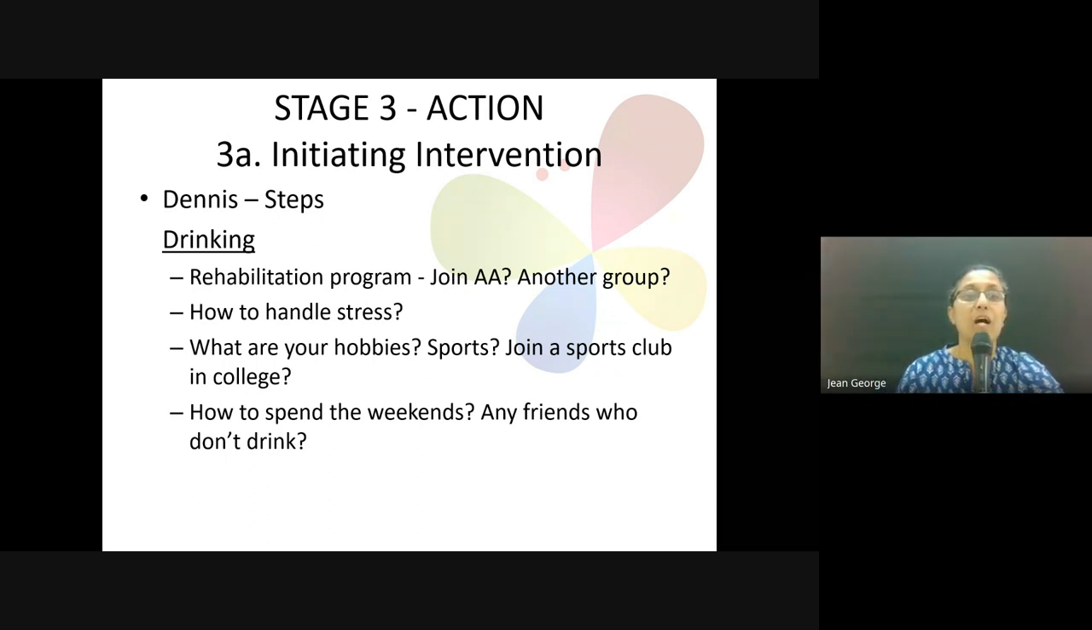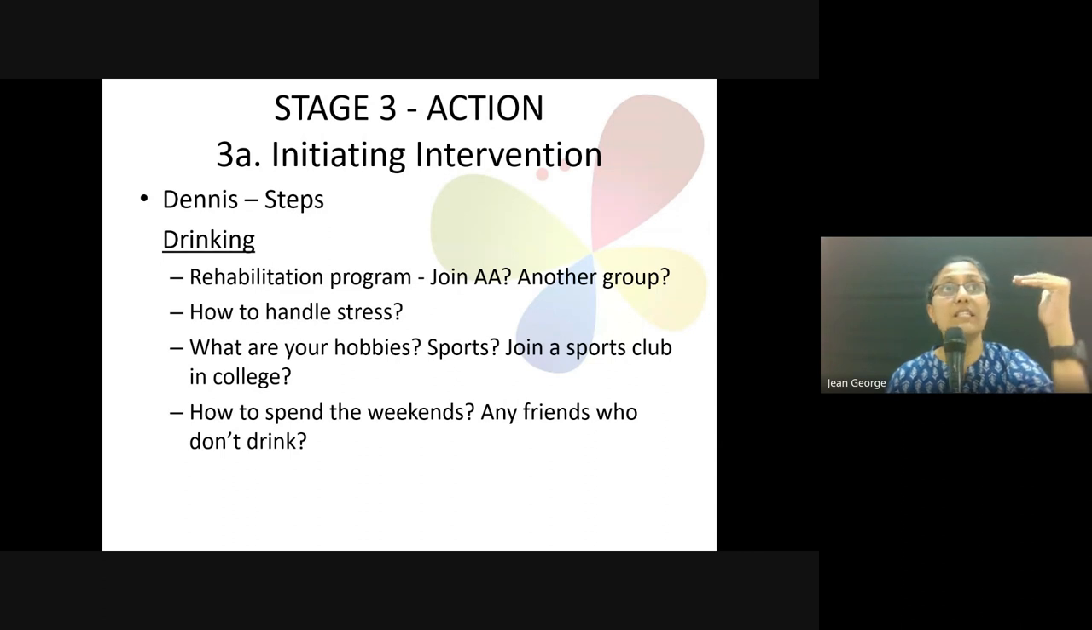All right. How will he handle stress? That's the next step. Why? Because sometimes when stress comes is when he may be drinking. So you have to handle that, right? Or rather than going to drink, what can he be involved in? Maybe it's a sport. So what hobbies, or joining a sports club? Or how does he want to spend weekends?